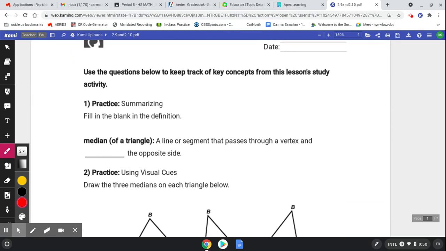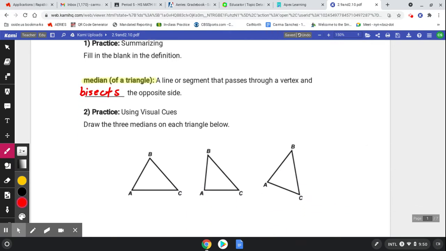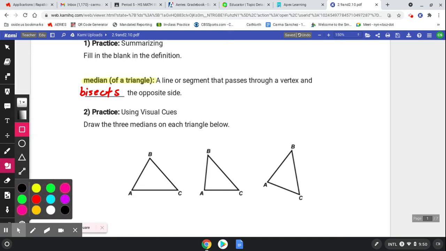All right, the first vocabulary word we're looking at here is median of a triangle. This is a line or segment that passes through a vertex and bisects the opposite side. So let's go ahead and draw a couple examples over here.